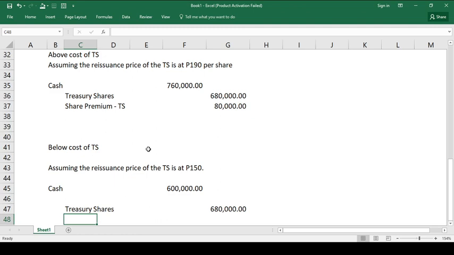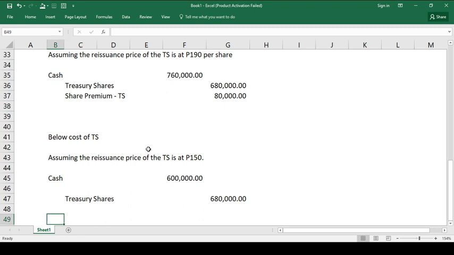On your first glance, there is a loss on the reissue ones because it was issued below cost. Paano po natin i-recognize yung cost? If the gain is recognized as a share premium on treasury share, and for the loss on the reissuance of treasury share, the order of priority must be followed.